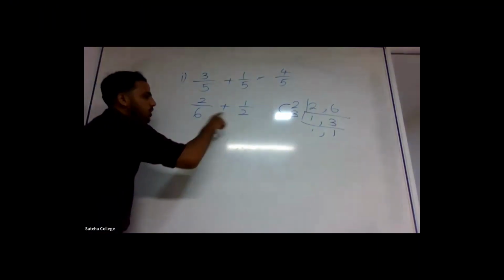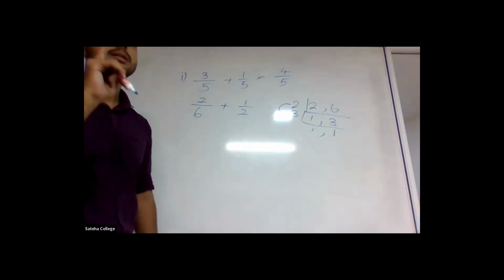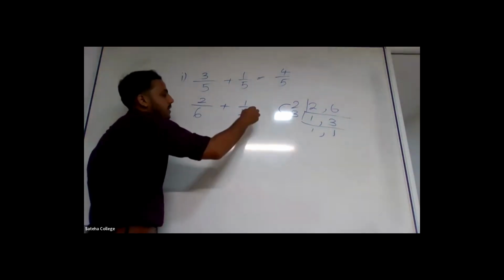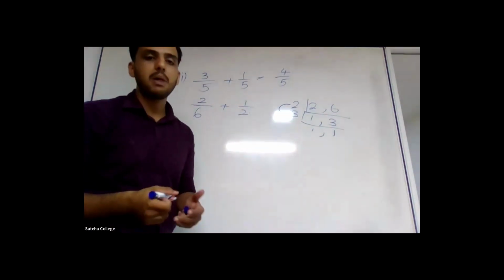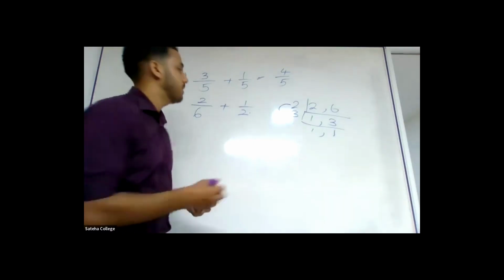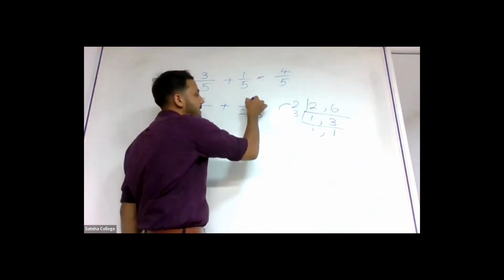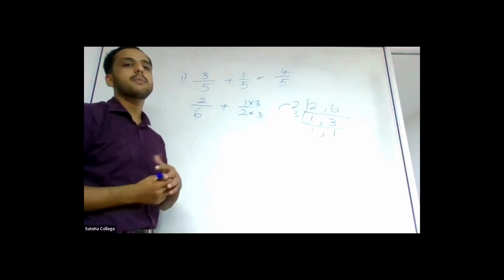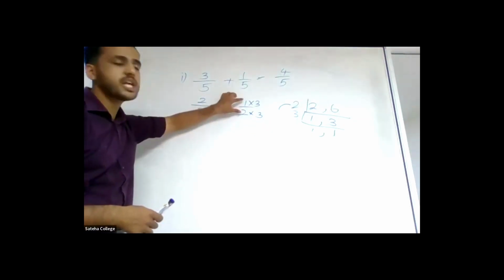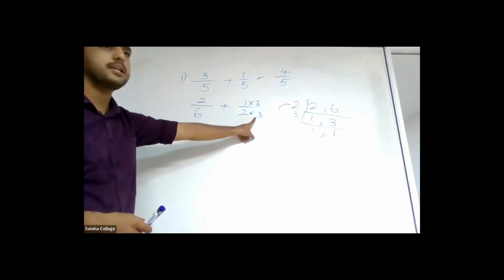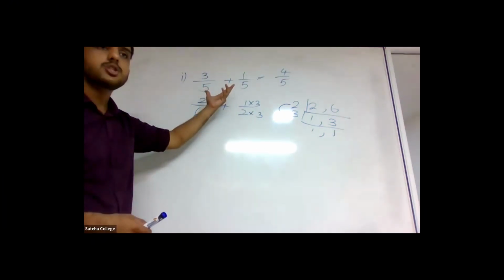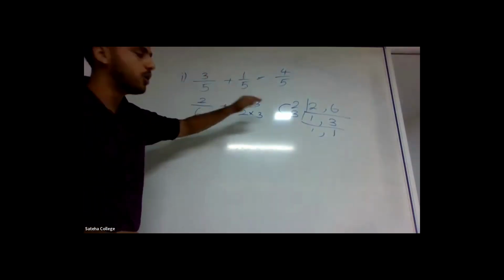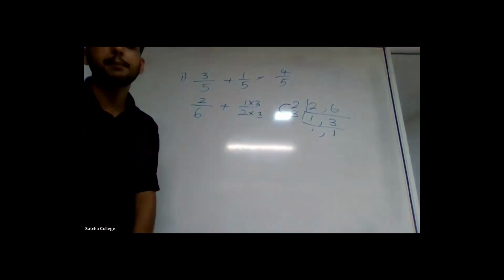Now you convert each fraction to a denominator of 6. This one is already 6, nothing to convert here. You need to multiply this one by a number to convert it to 6. What is that? 3. So 2 into 3, you multiply the numerator also by the same number. Why is that? To get an equivalent fraction, not to change the value of the fraction. If you just multiply the denominator, the value of the fraction will change. So to keep the value of the fraction the same, we multiply the numerator also with the same whole number.